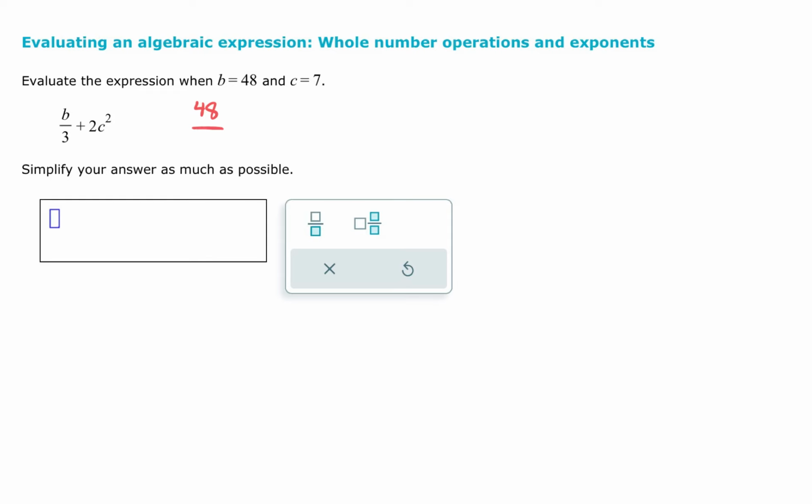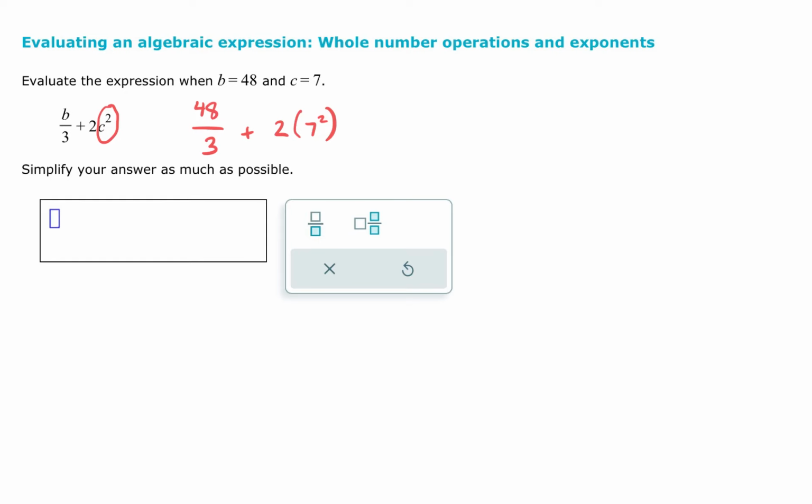Another example, I'm going to substitute the values for the variables. So b is 48 over 3 plus 2. C squared is 7. C is 7. So I'm going to put the 7 in parentheses just because this c squared, this part right here, is 7 squared. I know I'm going to have to do that before I multiply the whole thing by 2. When it says 2c squared, that means 2 times c squared.